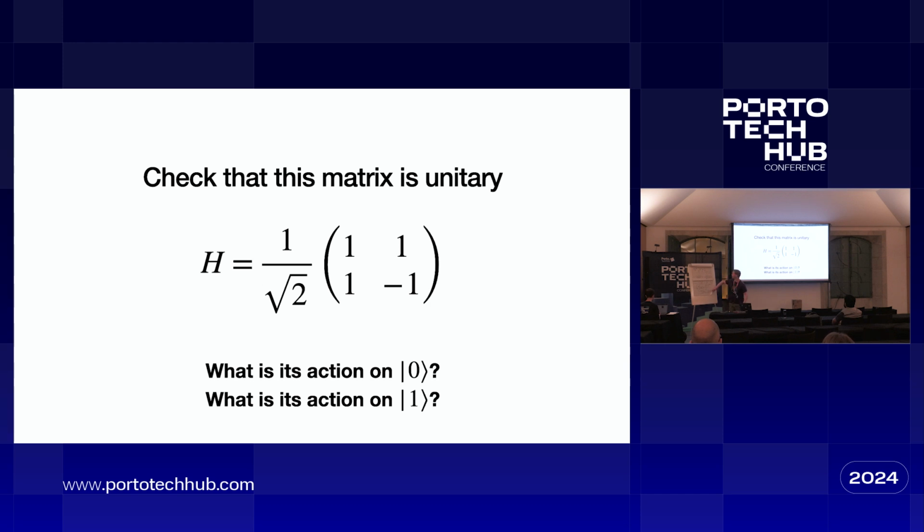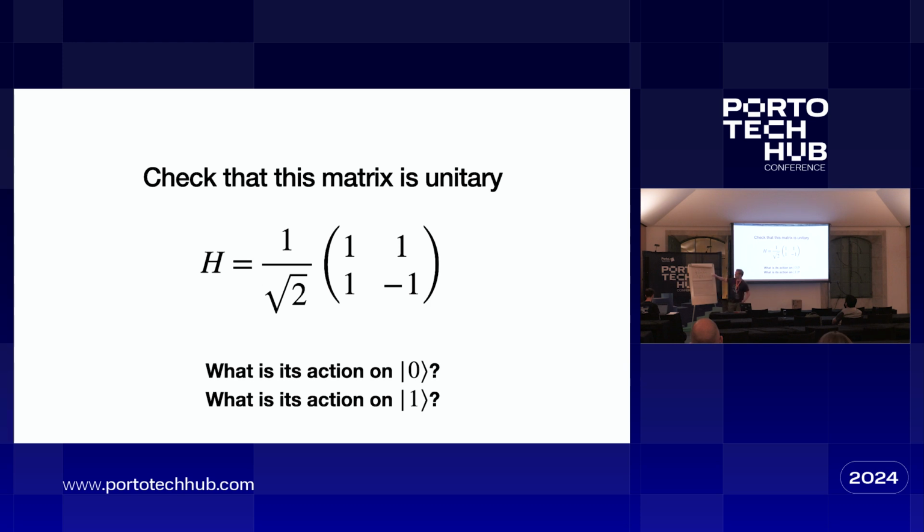We are going to do this one. Yeah, 1 on root 2. I think that's supposed to be 1 over 2. I got messed up there. So, how does this act on 0? Okay, good. This equals 1, 1. No, it is 1 on root 2.